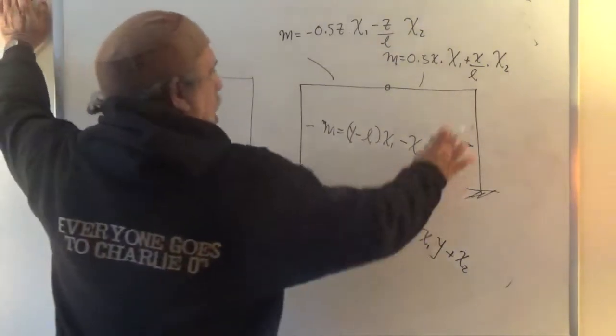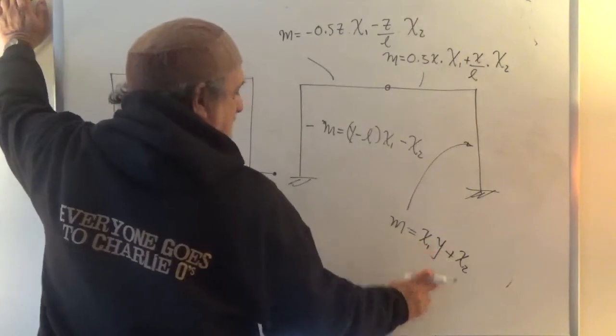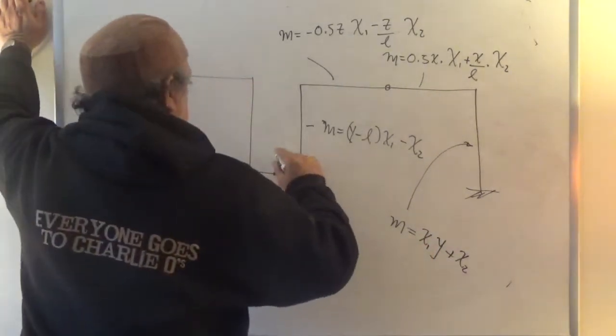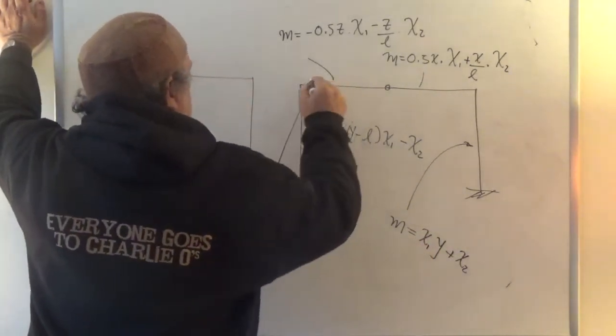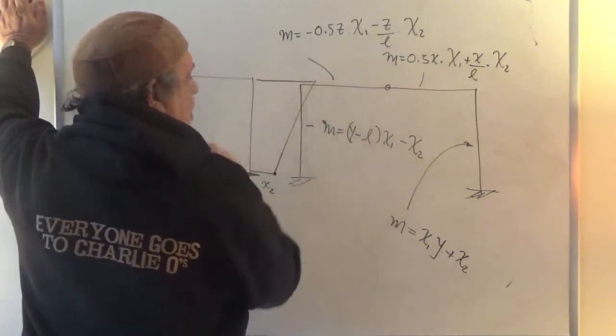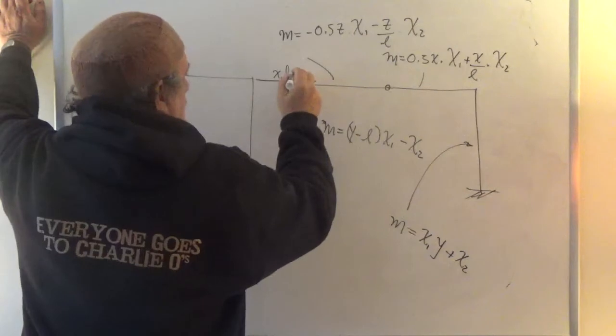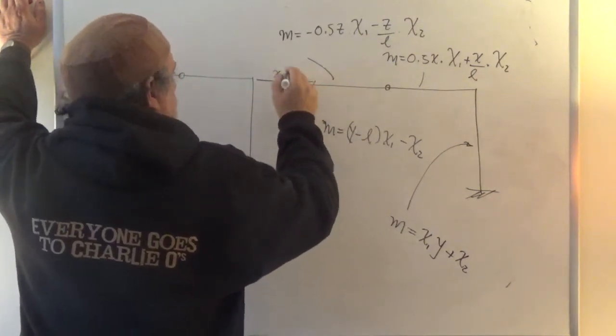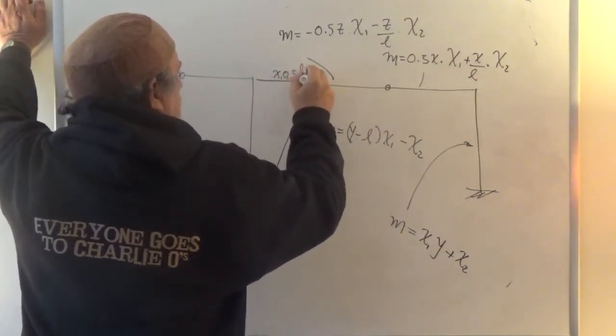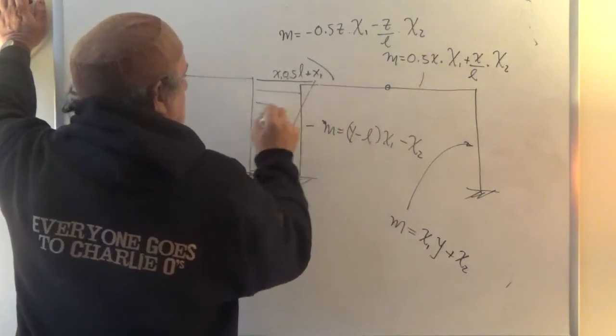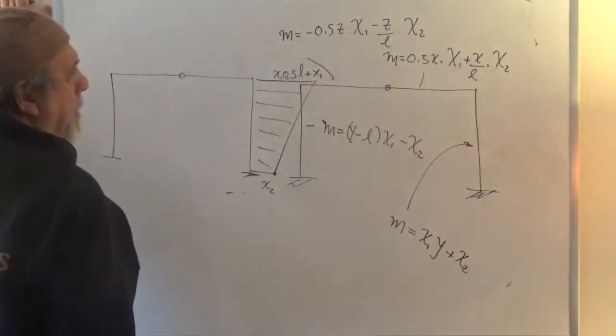When you get to the top of the bar, y is L, right? So it looks like the moment in this column is increasing like this, and the moment here is just x1 times L, I'm sorry, times 0.5 L, because it's just 0.5 L, plus x2. So that's the moment diagram on that bar.